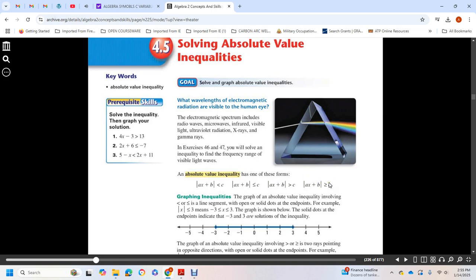The graph of an absolute value inequality involving less than or less than or equal to is a line segment with open or solid dots at the endpoints. For example, the absolute value of x is less than or equal to 3. This means negative 3 is less than or equal to x, and x is less than or equal to 3. The graph is shown below. The solid dots at the endpoints indicate that negative 3 and 3 are solutions of the inequality.